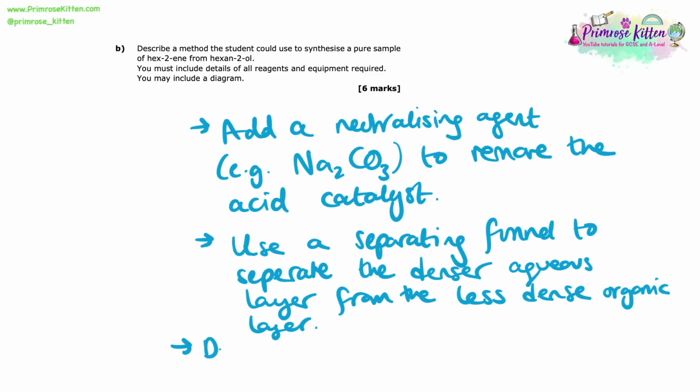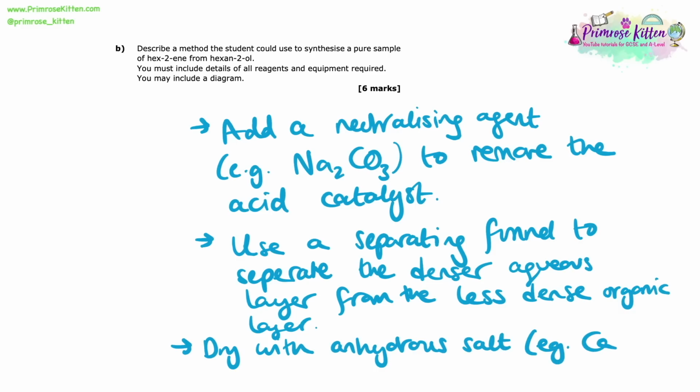So once we've now separated and we just have the organic layer, we want to dry using an anhydrous salt. So for instance, we might use calcium chloride in this case. So once we've done this and we have dried using this anhydrous salt, simply we want to redistill our substance, and by this point we should have hexene.